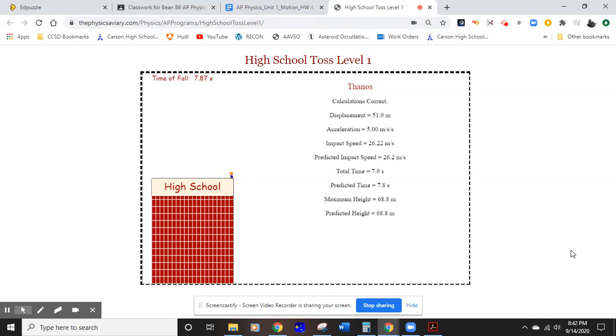Hello, class. This is Mr. Bean, AP Physics, homework simulation number 4, vertical motion.